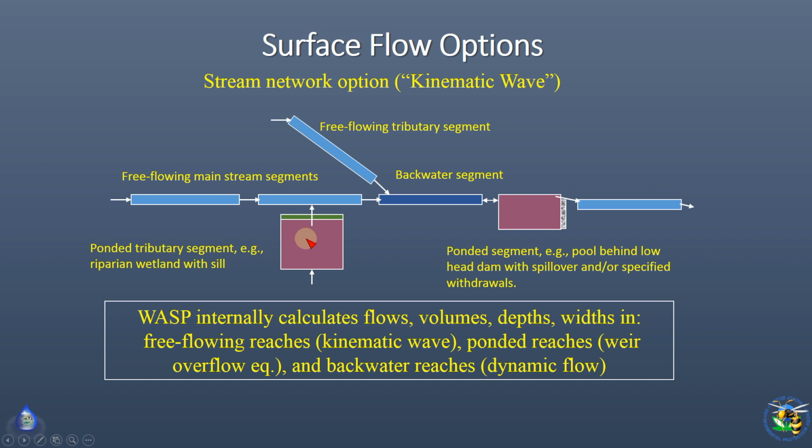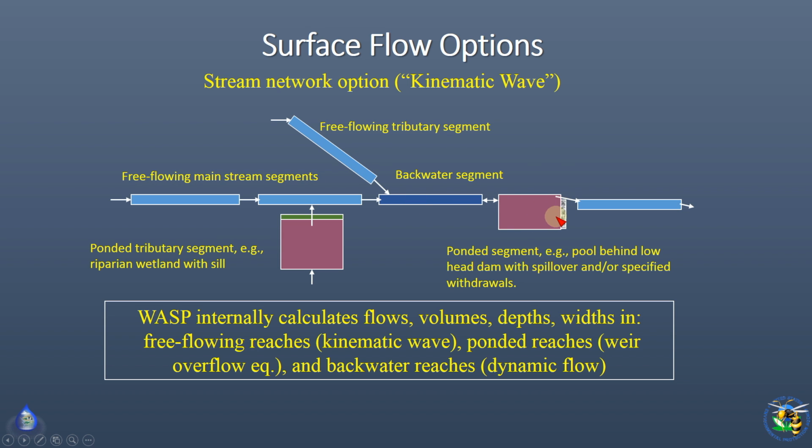In our case here, we have a ponded segment that has a berm that once water comes up here and it gets higher than the berm, it will come into this segment. We have the free-flowing segments that are coming into a segment that's just upstream of a lake or a pond. And in this segment here, we would calculate a backwater effect as a function of the water surface elevation of the pond versus the flows coming in.